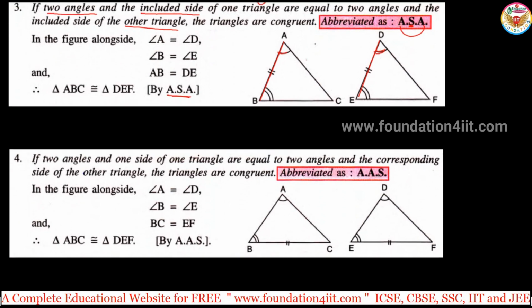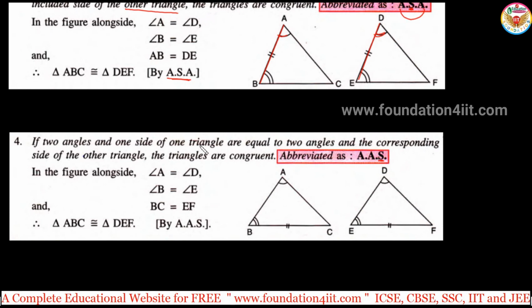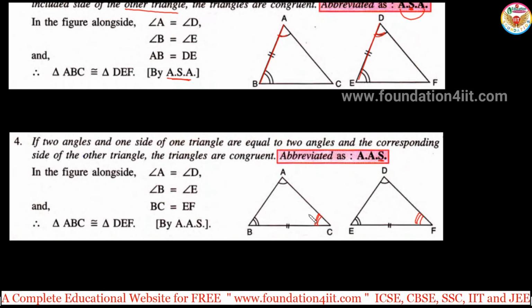Next one more. In total we have 5. The third and fourth are similar, but this is angle, angle and side. If two angles and one side of one triangle, not included here, right? See this, two angles and one side of the triangle are equal to two angles and the corresponding side of the other triangle, then the triangles are congruent. So angle A is equal to D and B is equal to E. At the same time, angle C is also exactly equal to angle F, because the sum of the three angles in a triangle is 180 degrees.